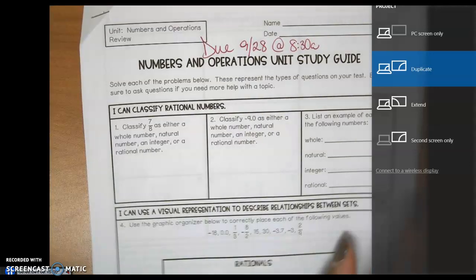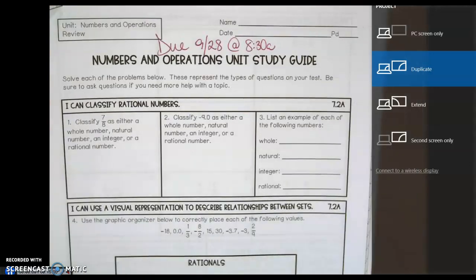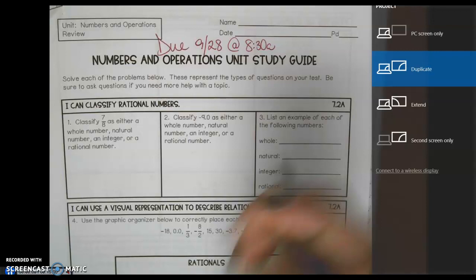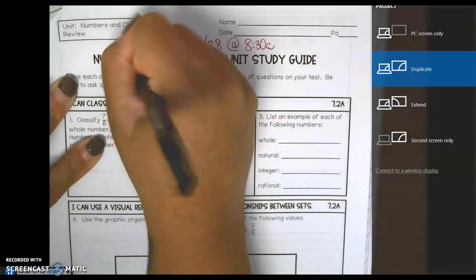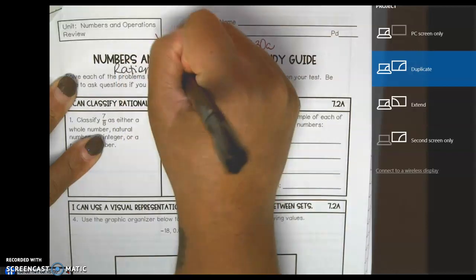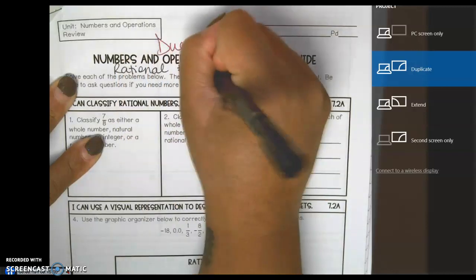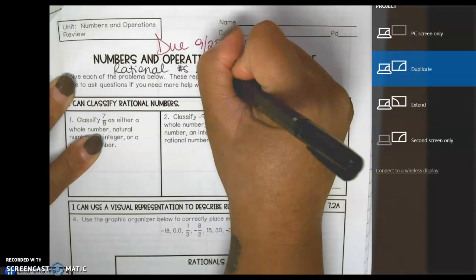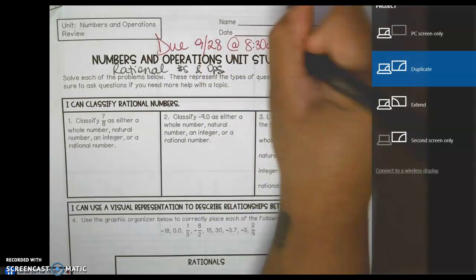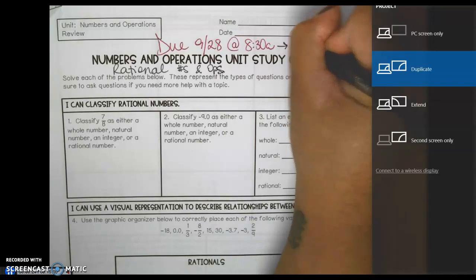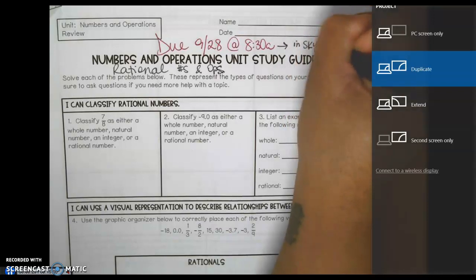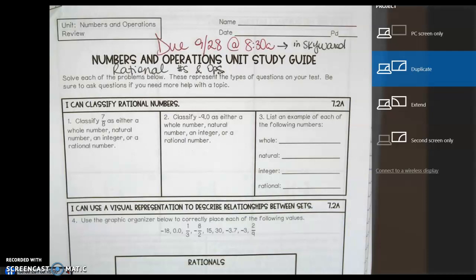Going over our rational numbers and operations unit study guide. So it says numbers and operations, but it's rational numbers and operations. And this is due in Skyward 8:30 on Monday. Okay, so let's get started.